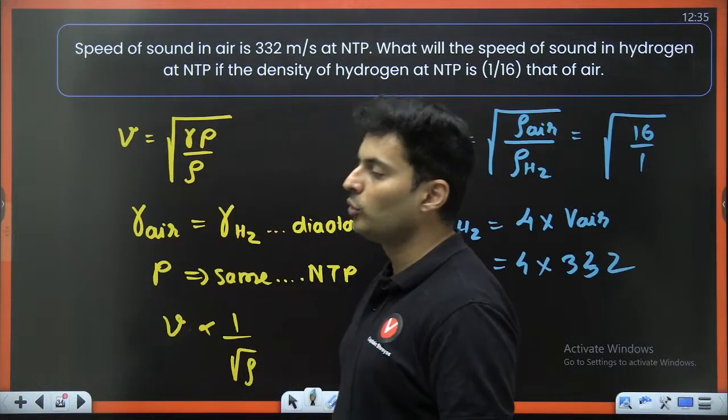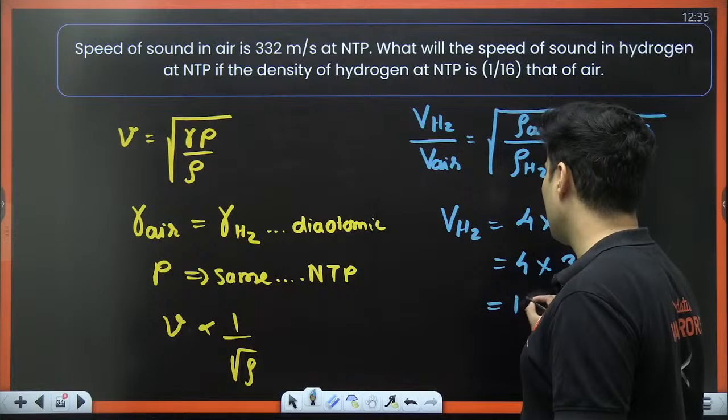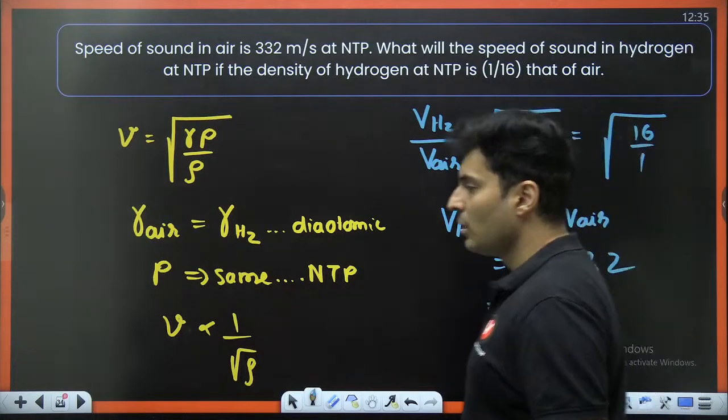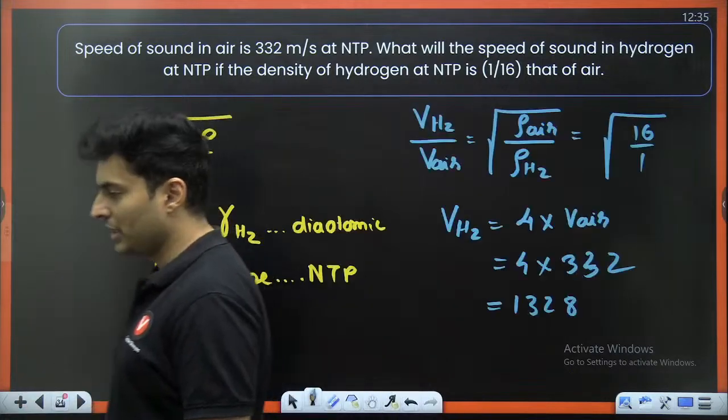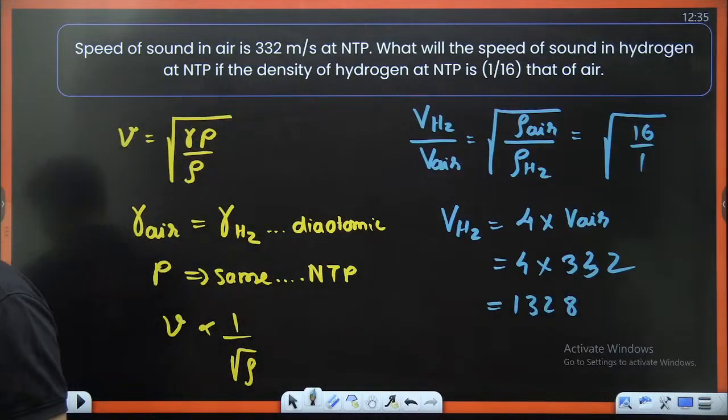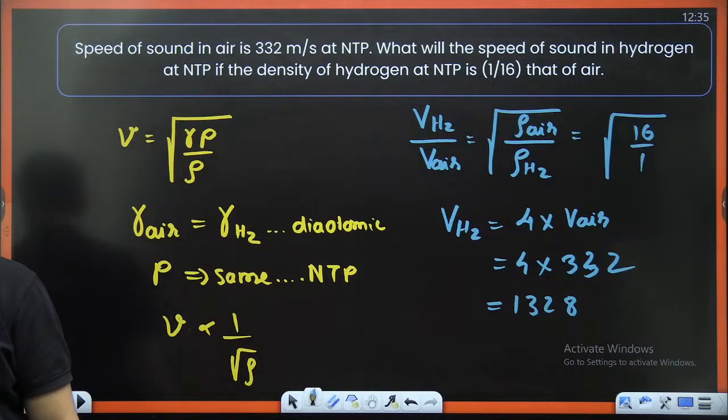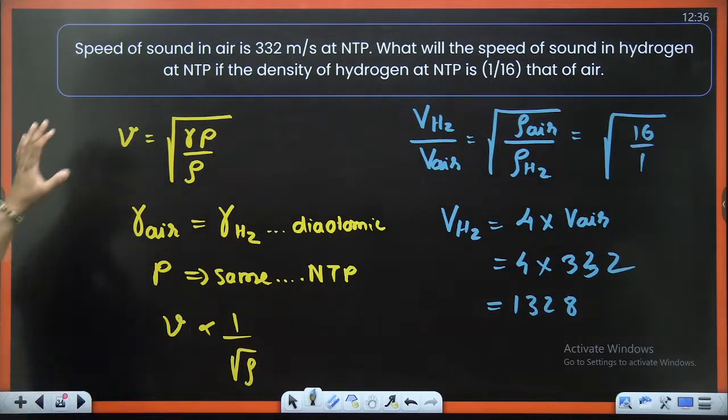Multiply 332 with 4, you should get it as 1328. 1328, yes, meters per second. That is what it will be. As simple as that. Okay, so this is a question on the sound waves speed formula.